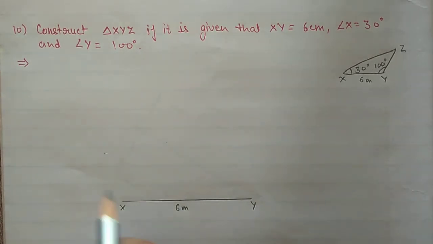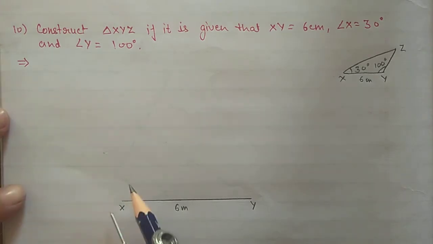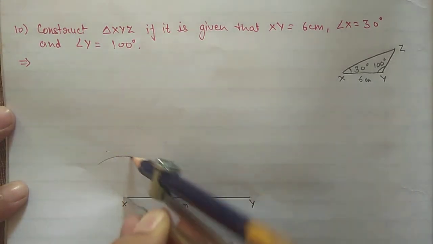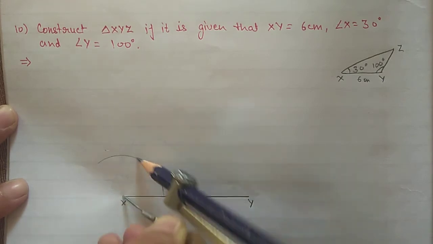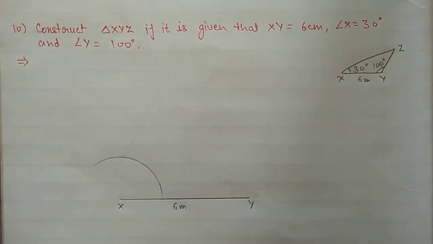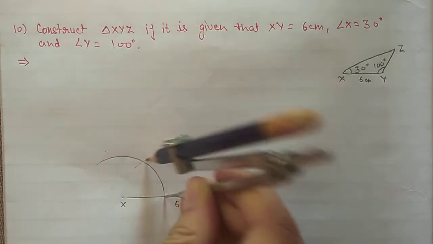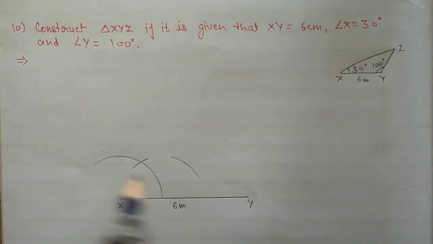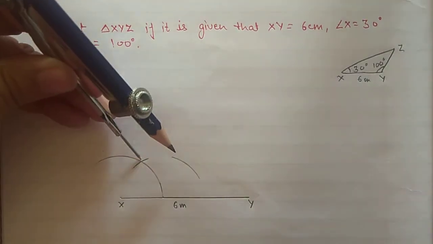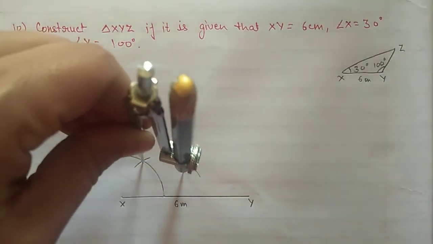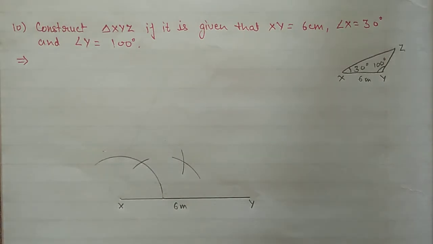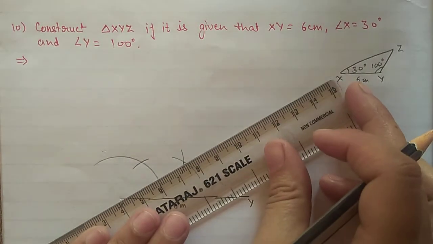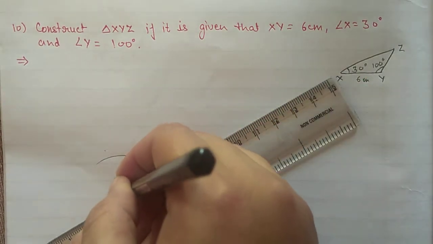Now on X we have to construct 30 degree angle. So for 30 degree, first we will construct 60 degree. First semicircle, and this is 60 degree. Then we will bisect 60: from 0 one arc and from 60 another arc. Wherever these two arcs cross each other, that point we have to join with X, and this is 30 degree angle.